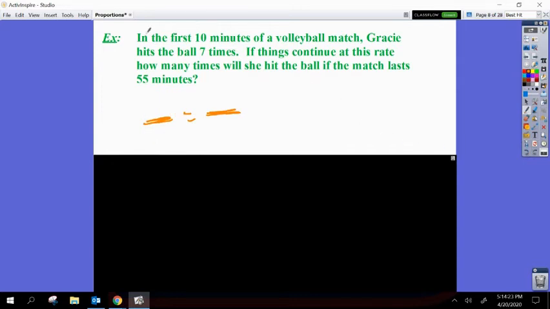So the 2 numbers that are connected are in this sentence together. In the first 10 minutes of a volleyball match, Gracie hits the ball 7 times. I know you might think that the 10 minutes and 55 minutes are connected. They're just labeled the same, as both minutes. They're not connected. This is the situation that's connected. First 10 minutes, hits the ball 7 times. So those either go on the left or they go on the right. It doesn't really matter. And it doesn't matter which one's on top.